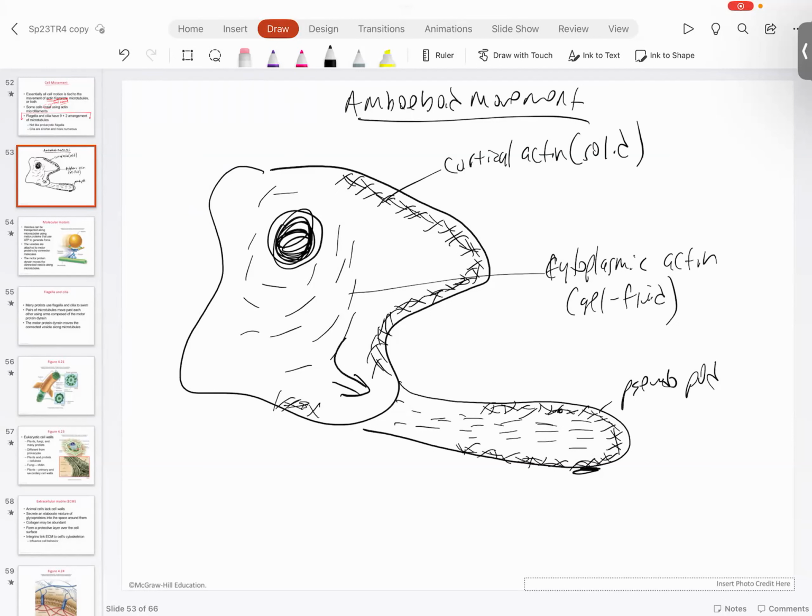That's amoeboid movement. That's crawling. So you're going short distances. We're talking tiny distances, right? You're not moving very far, very fast.